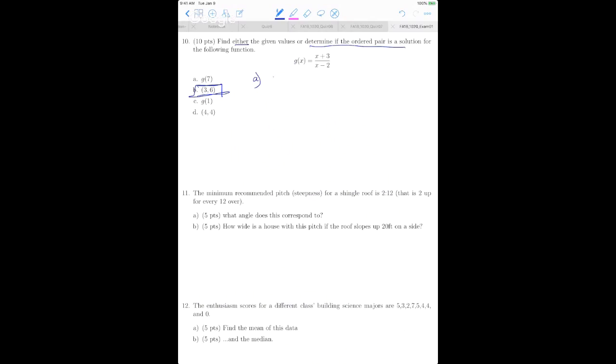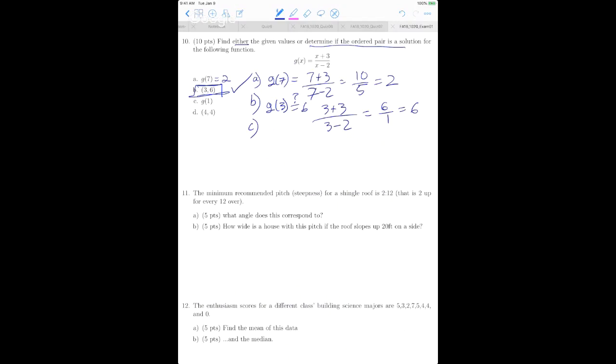So for part A, g of 7, well, that means I pop 7 in wherever I see x, right? 7 plus 3, 7 minus 2, 10 over 5 is 2. Okay, so the answer to that is 2. B, now I'm given an ordered pair, so I need to confirm that if I plug in 3, I do indeed get 6. Well, let's check it out. 3 plus 3, 3 minus 2. That does appear to be 6 divided by 1 is 6. Check.